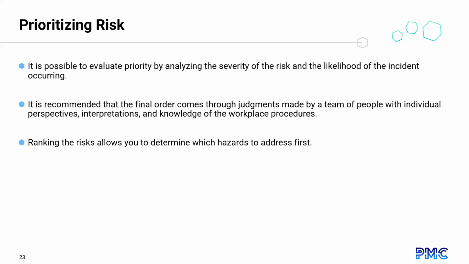Now that we have some ideas on how to determine risk, we are getting into the phase of how we can prioritize them. Prioritizing risks is another critical component of the risk assessment process. Also listed here, we have some examples that help with the risk prioritization process. We can evaluate priority by analyzing how severe the risk is and the probability of the incident occurring.